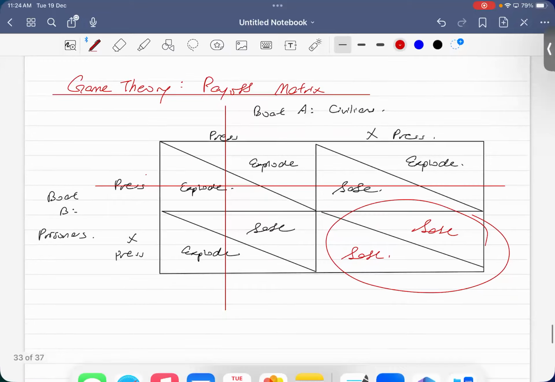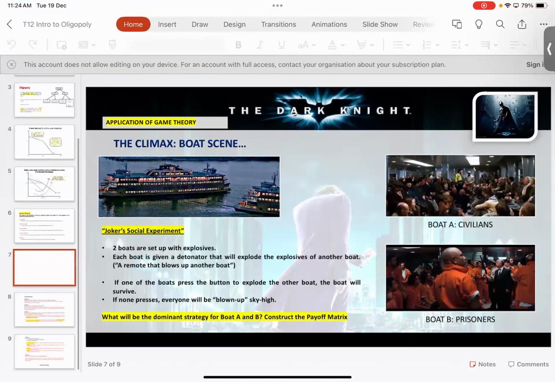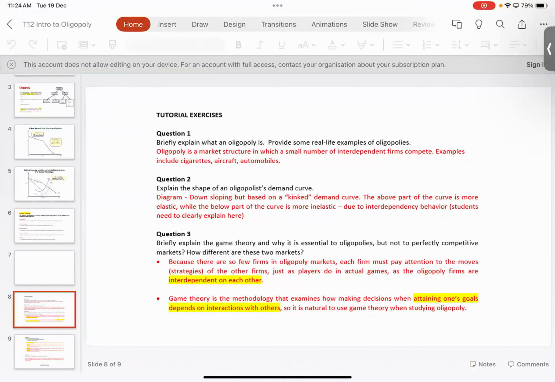Okay, so now let's have a look into the tutorial questions. We have provided the answers for you. Question 1, briefly, what is oligopoly and provide some real-world examples. So very simple. You define what oligopoly firms are, in which these are what we call interdependent firms. And you can give examples: airlines, automobiles, cigarette manufacturing companies, telecommunication networks.